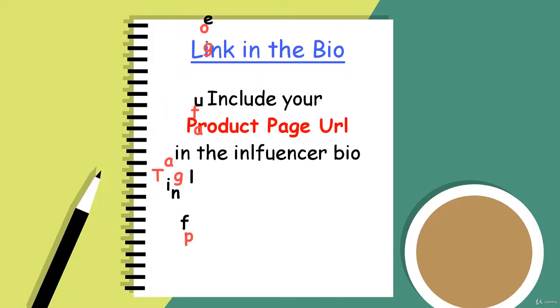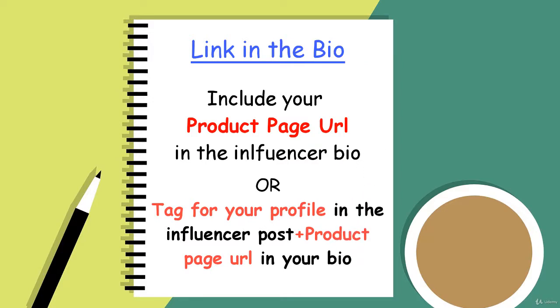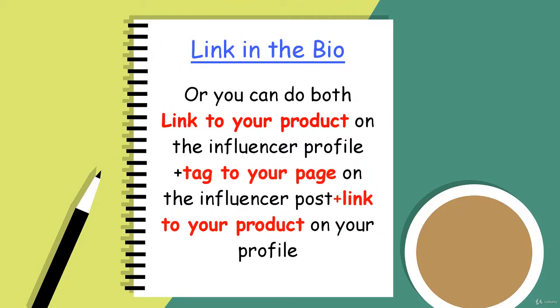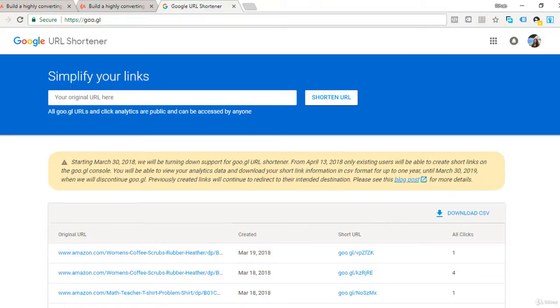If you are not going to pay for a link in the bio, you can ask the influencer to tag you and you duplicate the same post on your Instagram account while keeping the link of the product you are selling in your bio. Or you can do both. You can ask the influencer to include the link in his bio and to tag you in the photo, and you duplicate the photo in your Instagram profile while keeping the link of the product you are advertising in your bio section. For the link, don't forget to use the Google URL shortener to make the link look better.